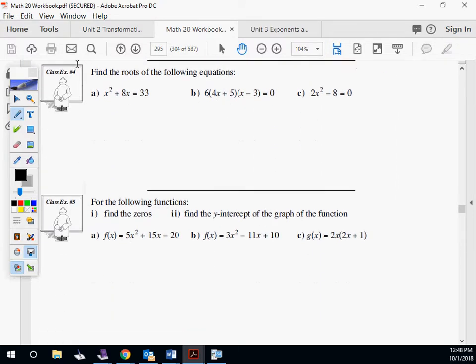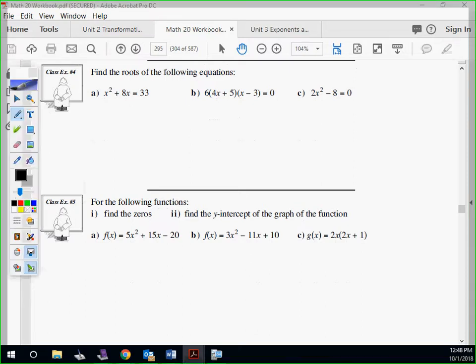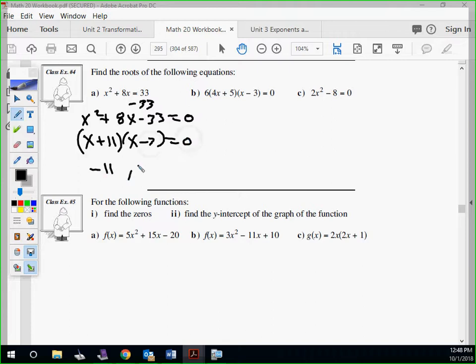Here we go. Find the roots of the following equations. So if I want to find the roots of an equation, what do I want one side to be? 0. So we're going to go ahead and just say minus 33. Factors of 33 that are 8 apart. 11 and 3. So it's going to be x plus 11, x minus 3. You found the roots. The roots are -11 and 3. That's your answer. There we go. -11, 3 is what your x's or your roots are.